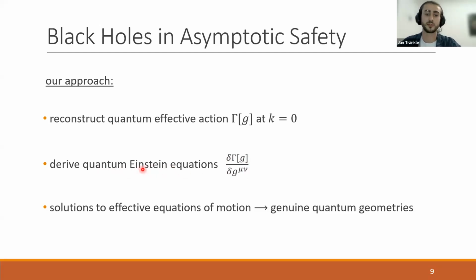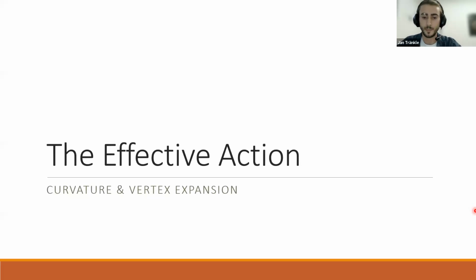Then we look for solutions to these effective field equations. These solutions would then constitute these genuine quantum geometries that correspond to the black holes in the full quantum theory. This strategy, this approach, is what I want to outline in the rest of the talk. So let's start by discussing the effective action.